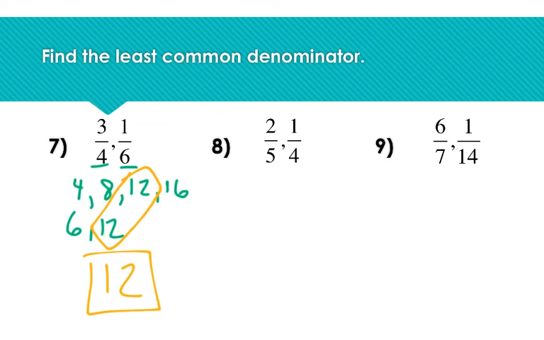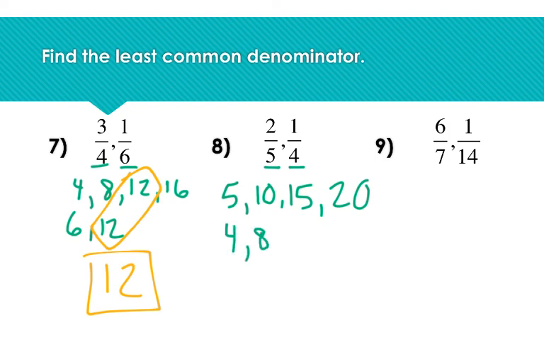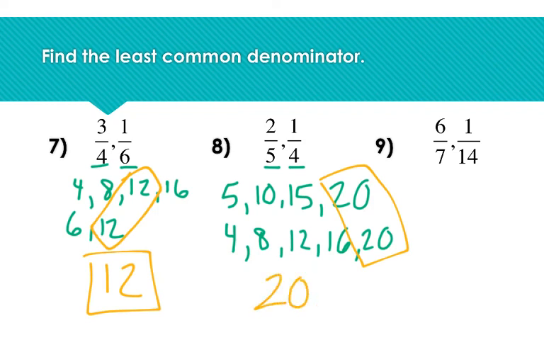So we're going to do the same thing with number 8. So we have 5 and 4. Counting by 5, so you got 5, 10, 15, 20. And then 4s, we go 4, 8, 12, 16, and then we have 20. So they have 20 in common. That's the least, or the lowest number that they have in common. So 20 is our least common denominator.